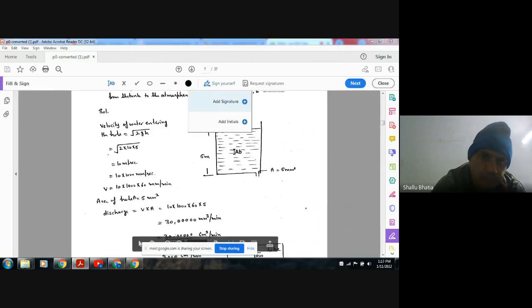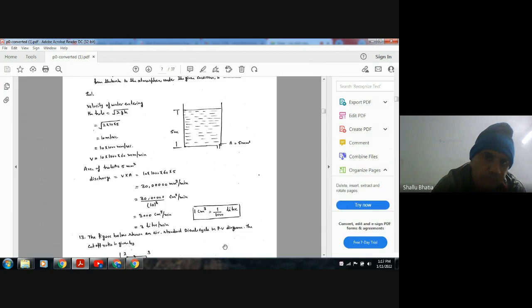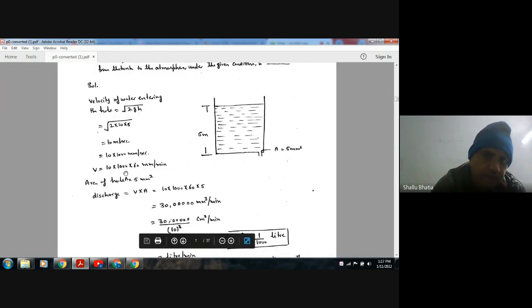Sorry, this is velocity. So velocity is your 10 into 1000 into 60 in mm per minute. This is in mm per second. Now the area of this hole is 5 mm square. So discharge is V into A, multiplied by 5, and it will be in mm cube per minute.